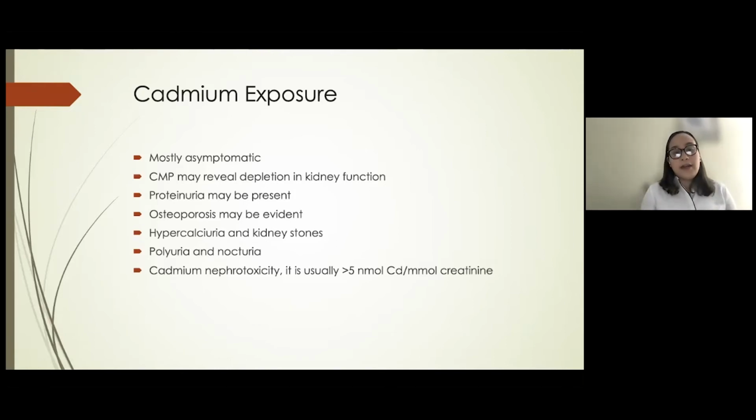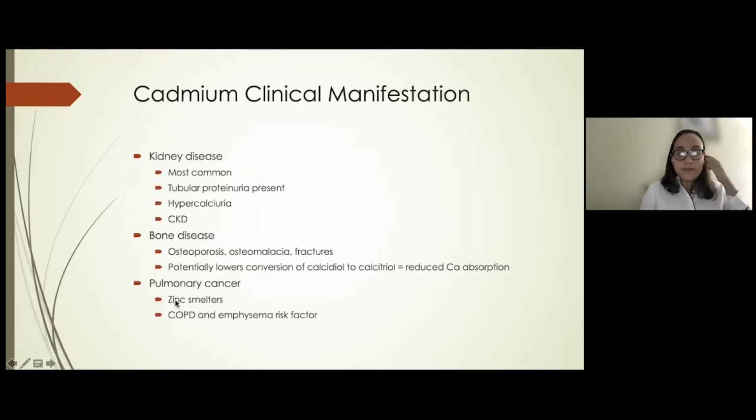And then cadmium nephrotoxicity. Like I said, it has a great affinity for the kidneys. So in patients with early stages of chronic kidney disease, you want to think cadmium and rule that out as a possibility of exposure. There are three major clinical manifestations with cadmium. Kidney disease, I already talked about that, right? Most common is proteinuria. So if their eGFR is dropping, they have proteinuria, maybe they have hypercalciuria in the urine or in general, you want to think cadmium.